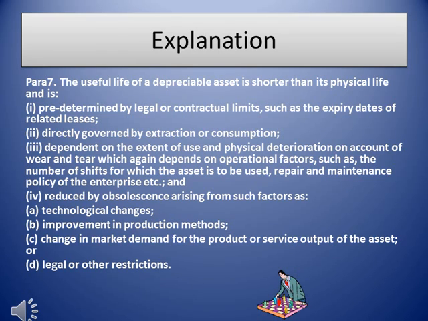Para 7. The useful life of a depreciable asset is shorter than its physical life and is: 1. Determined by legal or contractual limits, such as the expiry dates of related leases. 2. Directly governed by extraction or consumption. 3. Dependent on the extent of use and physical deterioration on account of wear and tear, which again depends on operational factors, such as the number of shifts for which the asset is to be used, repair and maintenance policy of the enterprise, etc. And 4.